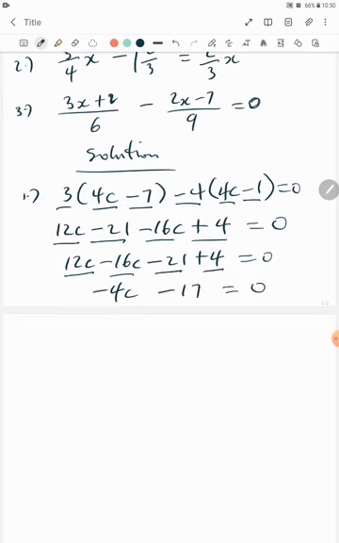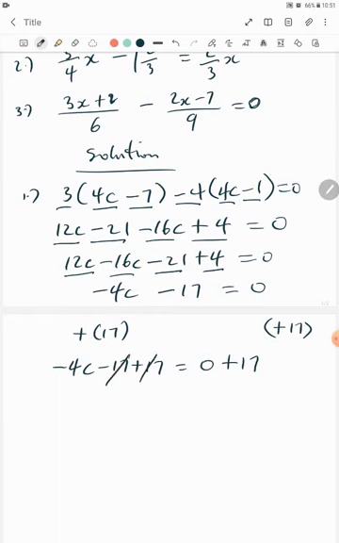Then equals 0. So now I need to remove minus 17. So I can do plus 17 to this side and plus 17 to the other side, so that minus 17 can be removed. That will be minus 4 minus 17 plus 17 equals 0 plus 17 on the other end. Minus 17 will cancel plus 17, and then I will be having minus 4c equals 17.